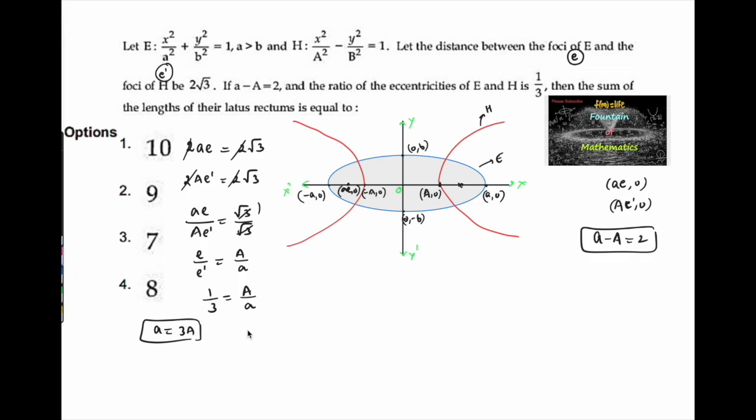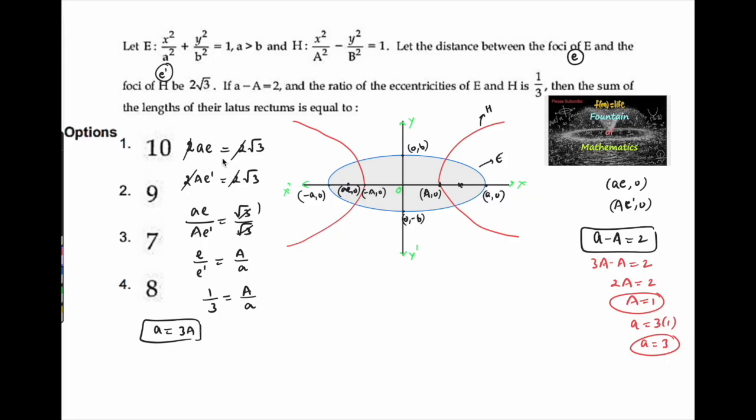Substitute this small a is equal to 3 capital A. So we can write 3A minus A is equal to 2, so that is 2A is equal to 2, which implies capital A is equal to 1. When capital A is equal to 1, small a is equal to 3 times 1, that is 3. So we got the small a and capital A.